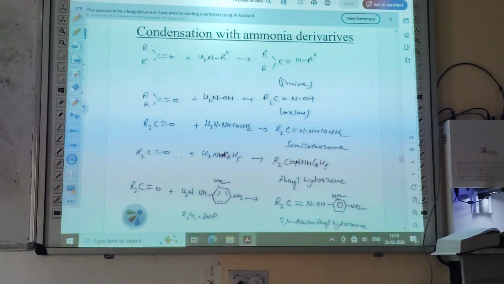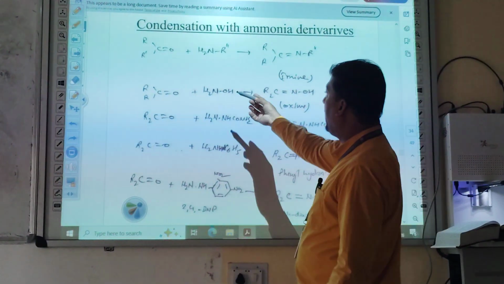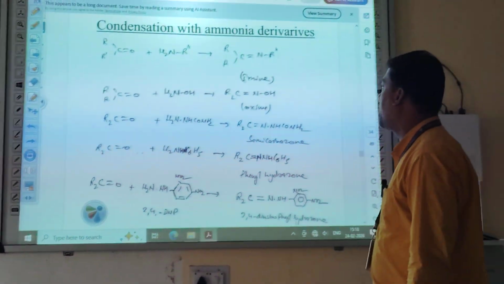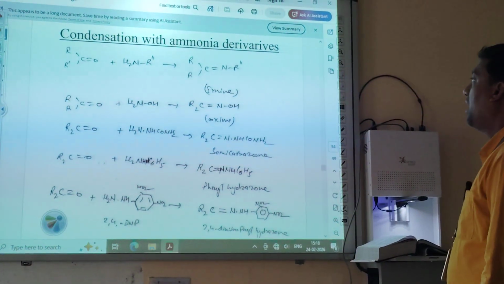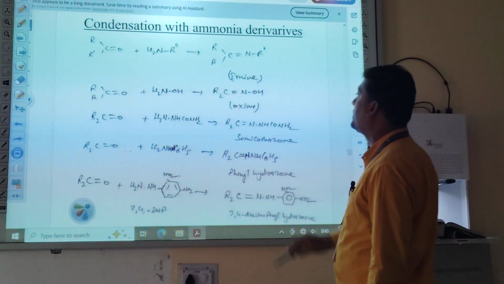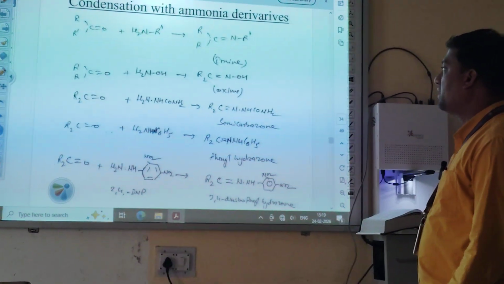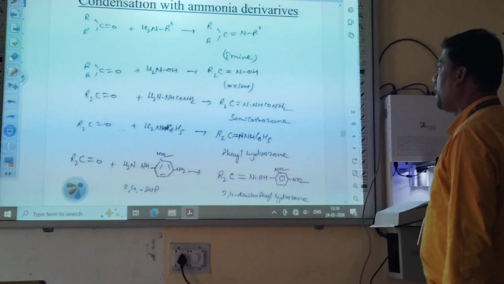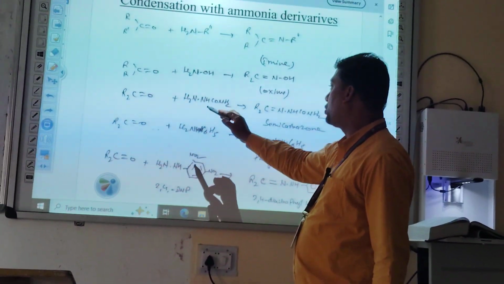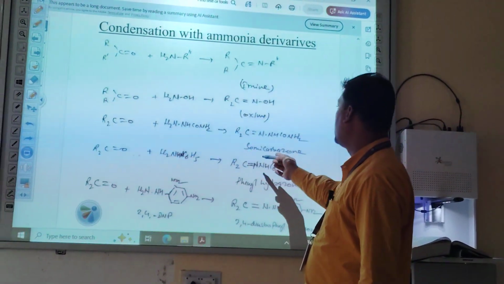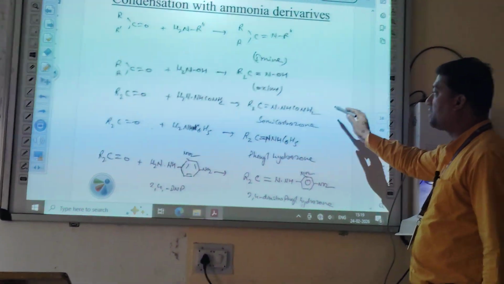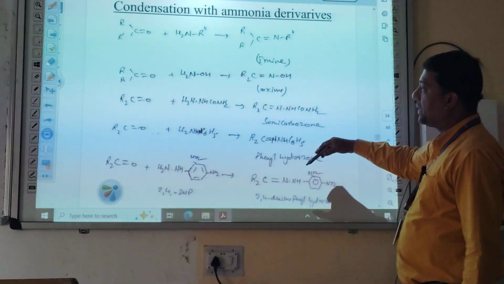Then this ketone with NH2OH, the oxime is formed: R2C double bond NOH. That is known as oxime. The name of the compound is oxime. And R2C double bond O plus NH2CONH2 gives semicarbazone. The product is semicarbazone.